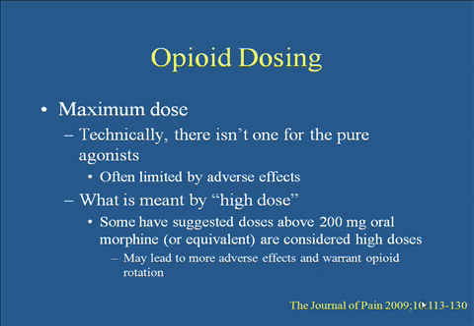And what is meant by quote-unquote high dose? I think this is relative to what you're used to seeing. Working in hospice, seeing somebody on 200-300 milligrams of morphine is not unusual. Some have suggested that doses above 200 milligrams of oral morphine or equivalent to that would be considered high doses of morphine. And the argument is that it may lead to more adverse effects and warrant an opioid rotation, which is a process where you take them off one opioid and rotate them onto another opioid. But nonetheless, people can get tolerance to a lot of the adverse effects. And technically speaking, again, there is no true ceiling dose for a pure agonist.